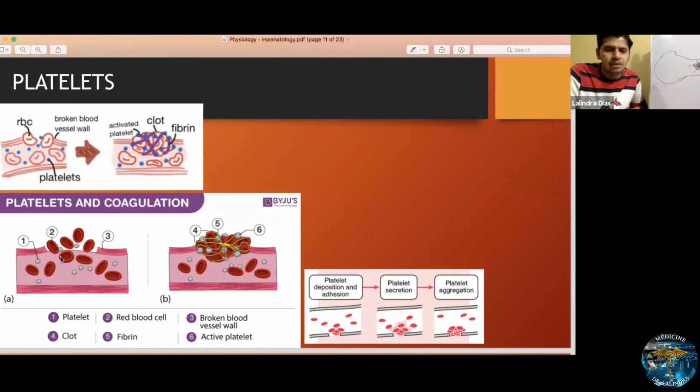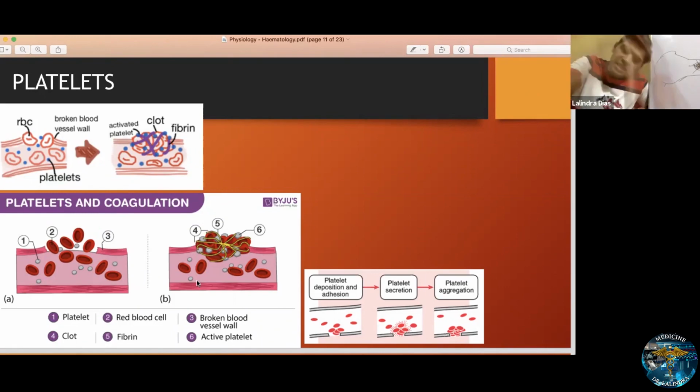You can see again the same picture. Damaged blood vessel, and then after some time, platelets are produced and the defect is sealed. Okay, so these are the functions of platelets, guys.